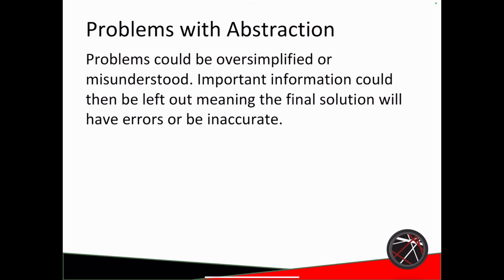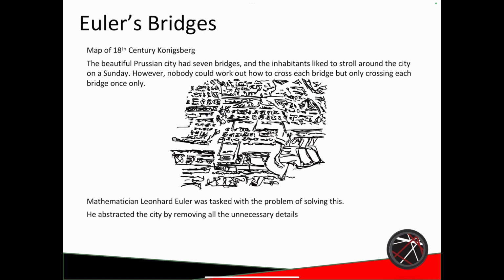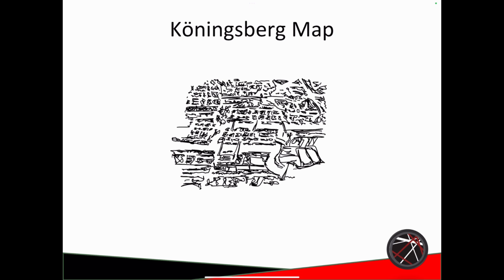A very famous example of abstraction is Euler's bridges. Königsberg is a Prussian city, a very beautiful one, and couples would go for romantic walks in the evening. Königsberg is famous because it has seven bridges. The couples wanted to be able to walk across those bridges one at a time without having to recross a bridge they had previously crossed. Obviously you can then do a full circle, a nice walk. However, nobody could work out the order to do that in, and therefore struggled to achieve that desire. So what Euler did was look at this process and try to solve it. First of all, he looked at the map.